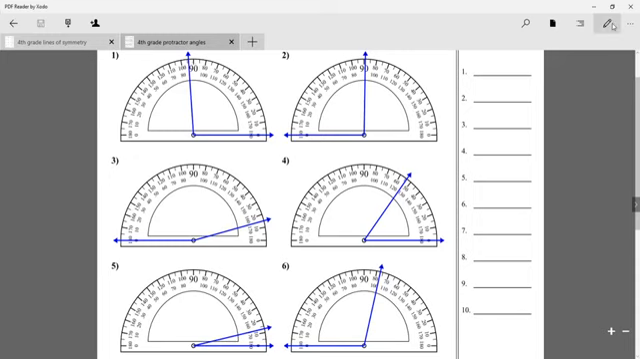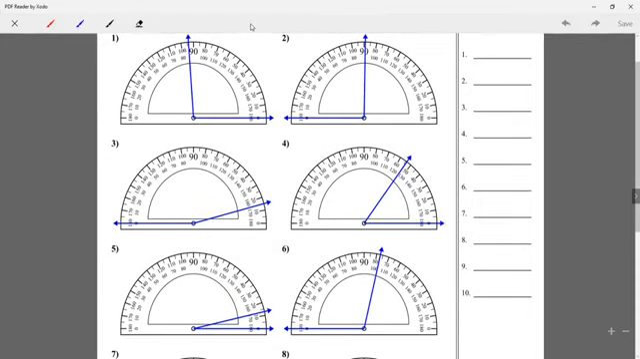So I would say that this angle would be right around 94 degrees. It's almost 95, but it's just a little bit less. So this is an obtuse angle because it is more than 90 degrees, right? Here we go. Now, number 2.